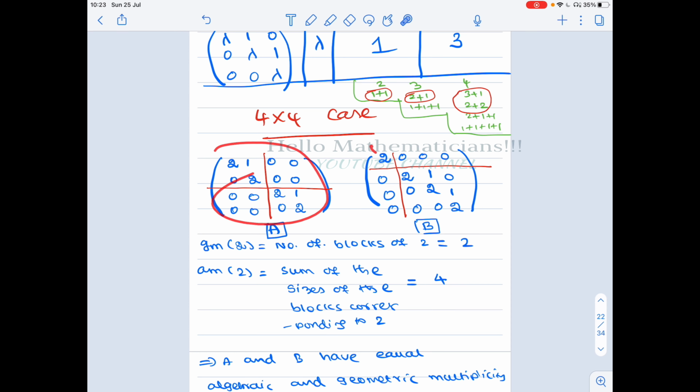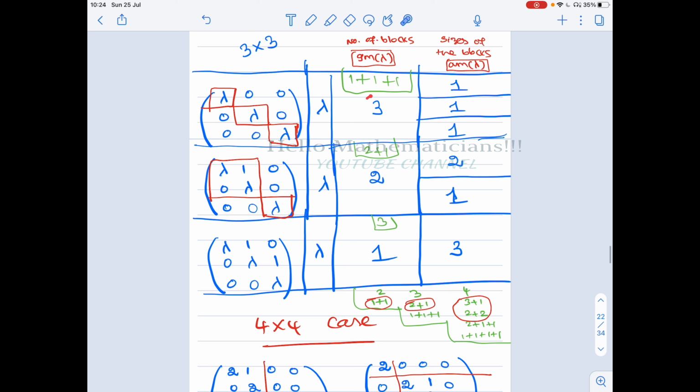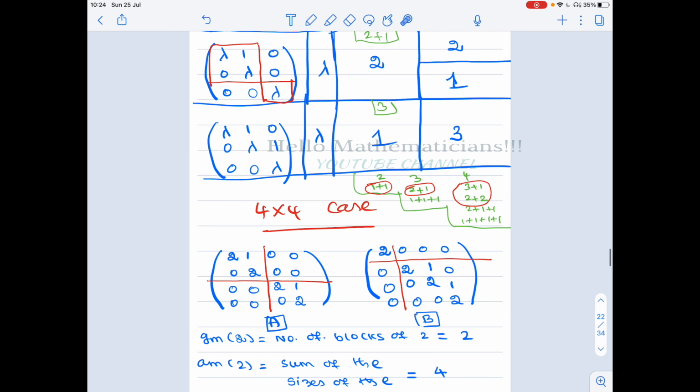Okay, therefore these two are distinct Jordan matrices. So they are not similar. In both cases the eigenvalue 2 has the same algebraic multiplicity 4 and the same geometric multiplicity 2, but the blocks are distinct. In the 3 by 3 case, by knowing the geometric and algebraic multiplicity you can uniquely say what the matrix is, but in the 4 by 4 case you cannot say which is the exactly correct block structure.